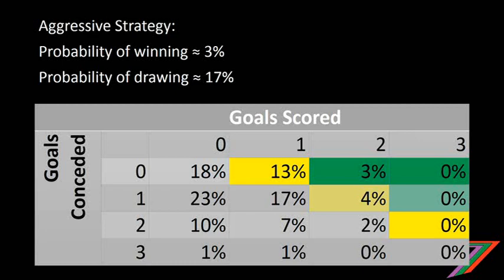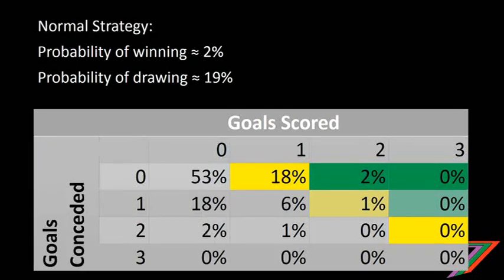So let's go and have a look at what we get with the normal strategy. Like with the aggressive strategy, we've got the green boxes that show where you get a win. That would be scoring 2 goals and conceding none, scoring 3 conceding none, and scoring 3 conceding 1. As you can see, the numbers are very low. Again, it seems like scoring 2 goals and conceding 0 is the most likely way of winning, but that's only 2%. But for the probability of drawing, the normal strategy is actually higher. It's 19% compared to just 17% with the aggressive strategy.